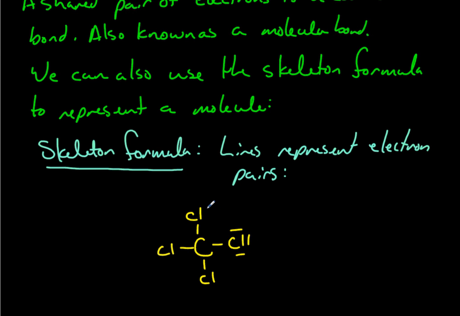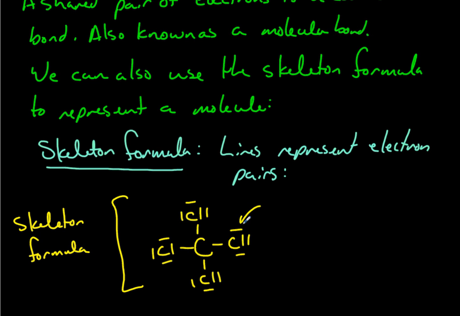So what we'll do is draw those as little bars. So this still represents what we want to show. It's just a slightly different way of doing it. Okay. So this is the skeleton formula.